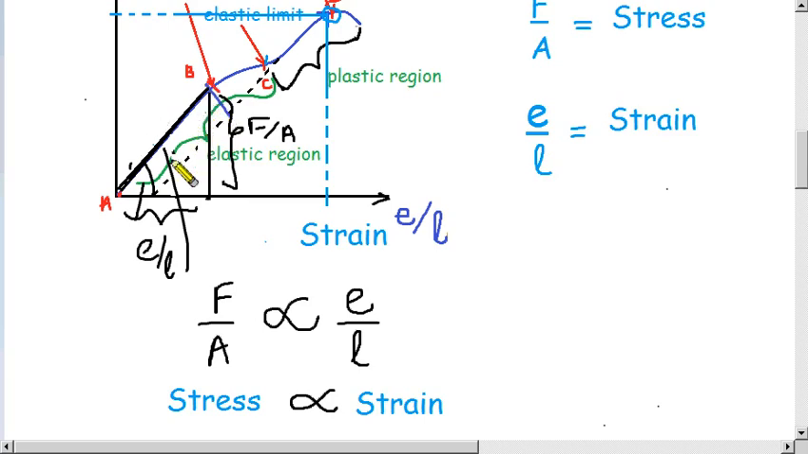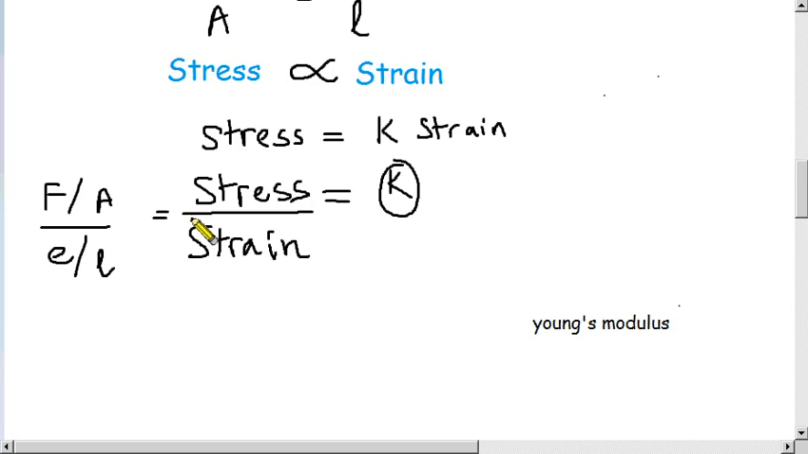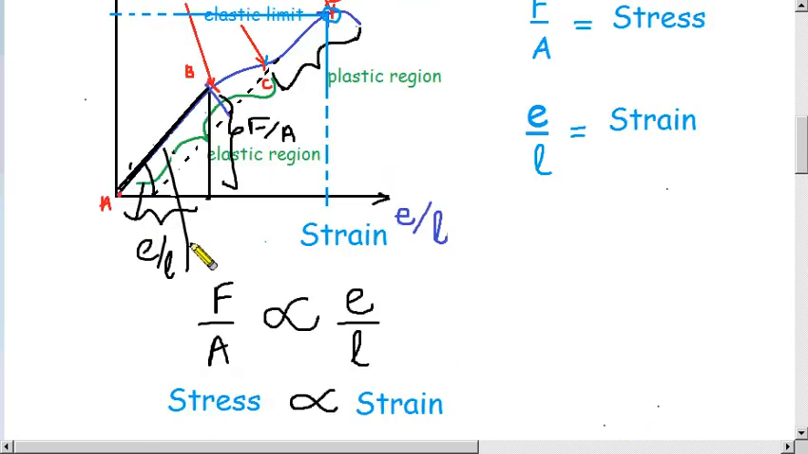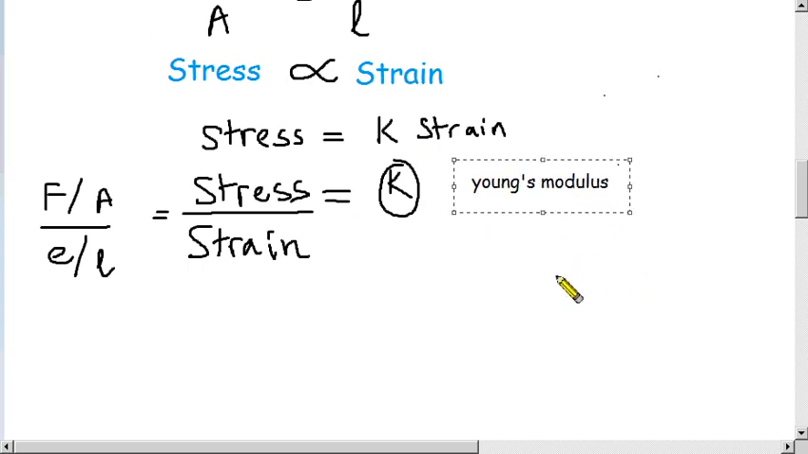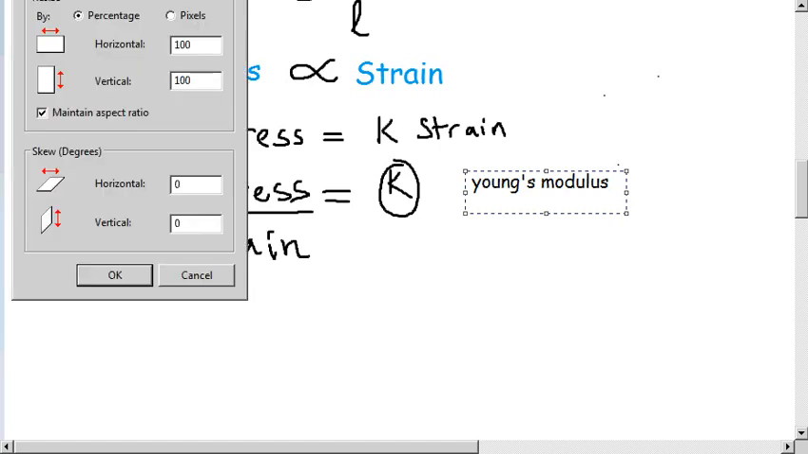So that is an important output we get from the graph. After plotting the graph, we can find out the gradient. So that is a constant. It depends on the material, not the object, not the wire. So therefore that constant is specially named as Young's modulus. That one is called Young's modulus.